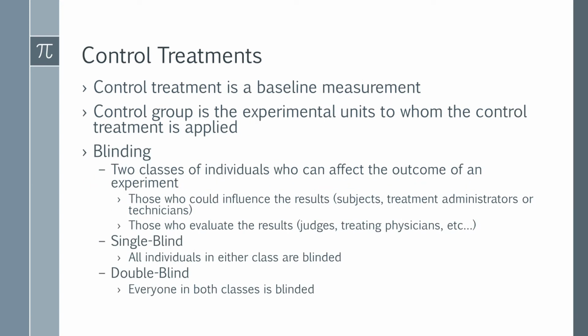So a control treatment is a baseline measurement, and a control group is the experimental units to whom the control treatment is applied. In experiments, we can also do what's called blinding.